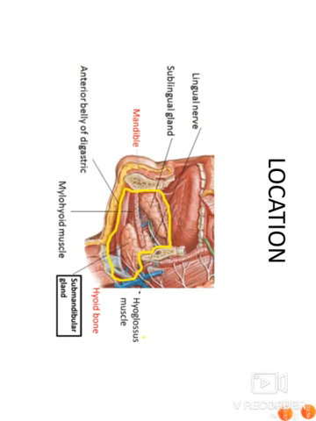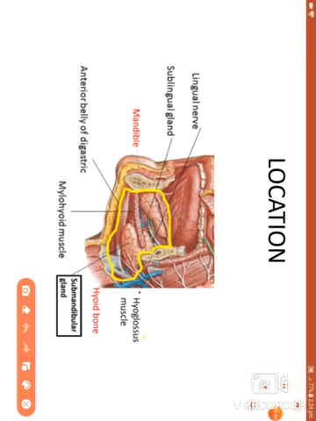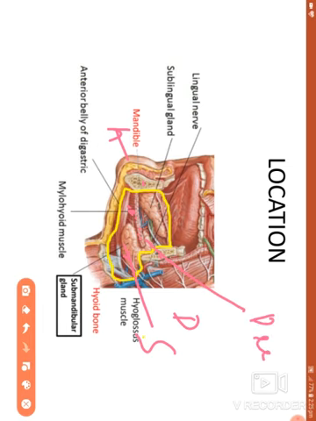Here is the lateral view, anterior and posterior, with part of the mandible cut. Here you can see the mylohyoid muscle, which is cut here. The part of the submandibular gland lying superficial to the mylohyoid is the superficial part. The part lying deep to the mylohyoid forms the deep part. This is the sublingual salivary gland in the sublingual fossa.